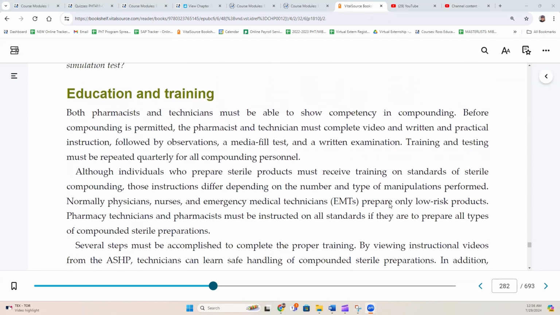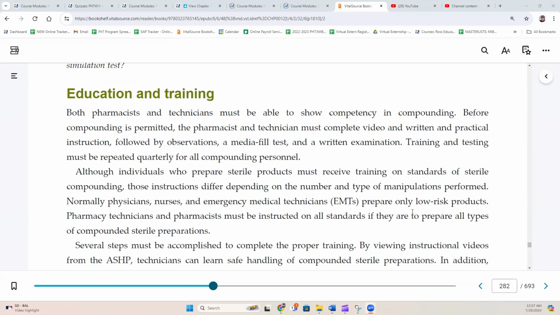Both pharmacists and technicians must be able to show competency in compounding before compounding is permitted. The pharmacist and technician must complete video and written and practical instruction followed by observations, a media field test, and a written examination. Training and testing must be repeated quarterly for all compounding personnel.